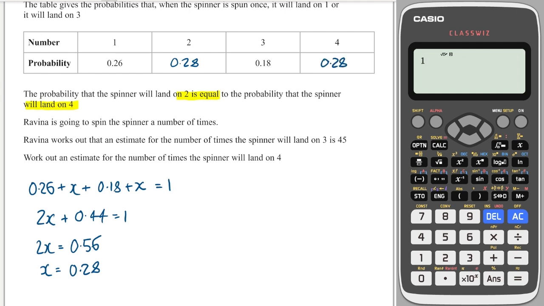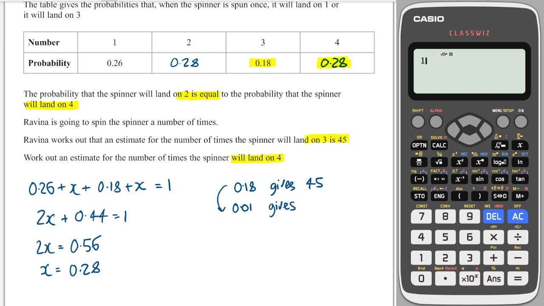Okay, so we are told now that they work out an estimate for the number of times that the spinner will land on 3 is 45. And 3 has this amount of probability. So 0.18 probability gives 45 times landing. And it asks us then to work out how many times it will land on 4, which has a probability of 0.28. Well, we can use the unitary method here. And if we divide by 18, then this is going to tell us how much 0.01 worth of probability will give us.